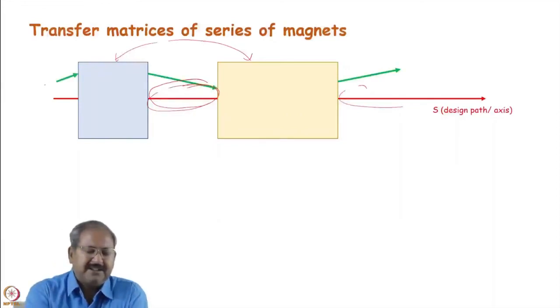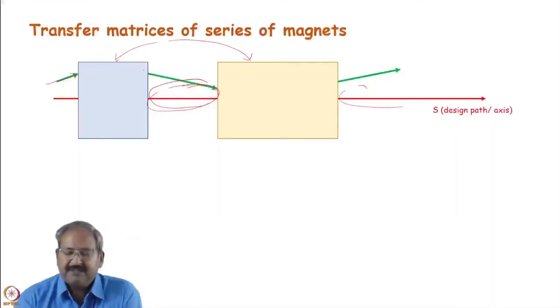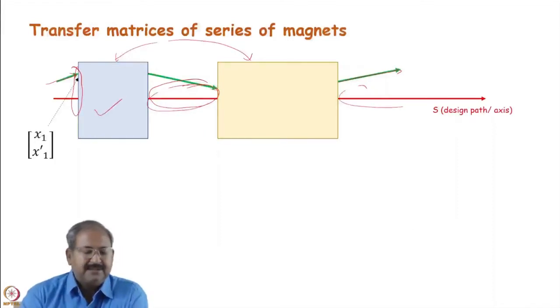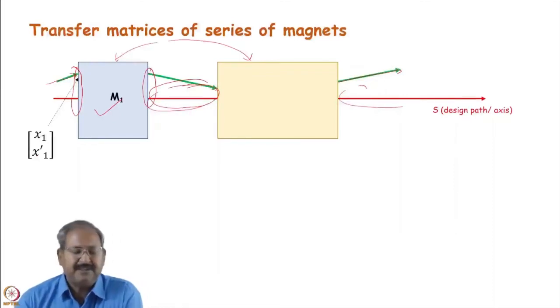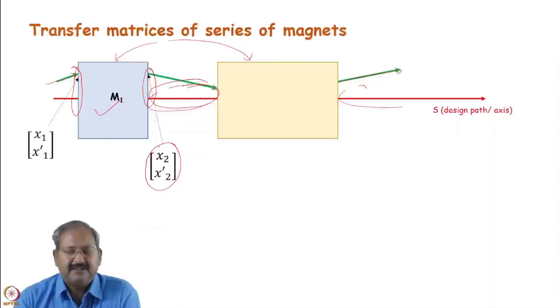Suppose a trajectory is coming here, and this is the entry point of the optics, and then it goes like this after the first magnet, and after the second magnet it goes like this. So you can say that this is the initial point for this magnet. This may be designated by column vector x1 prime, and this is the final coordinates of the trajectory at the exit of this magnet. So this is x2 and x2 prime.